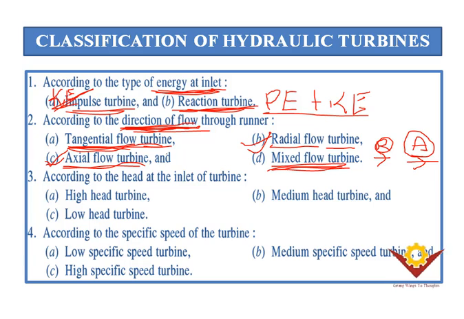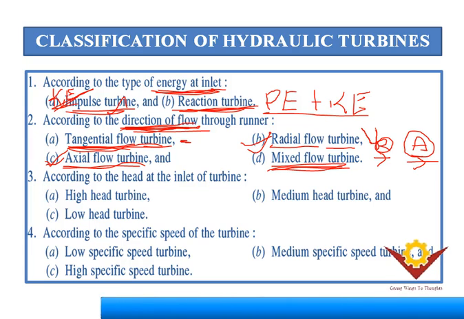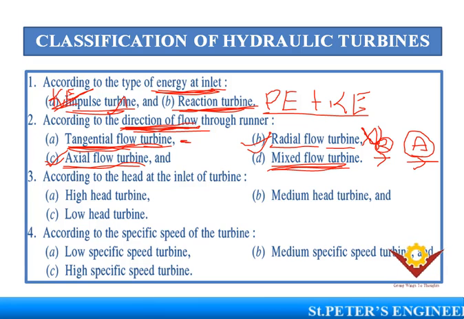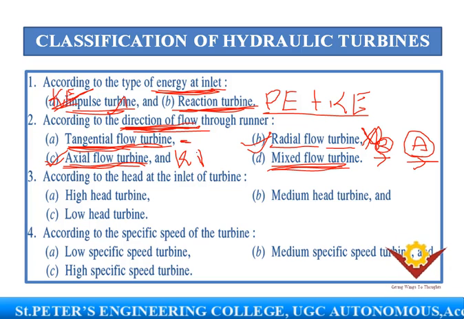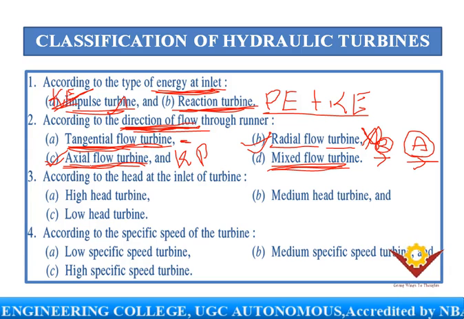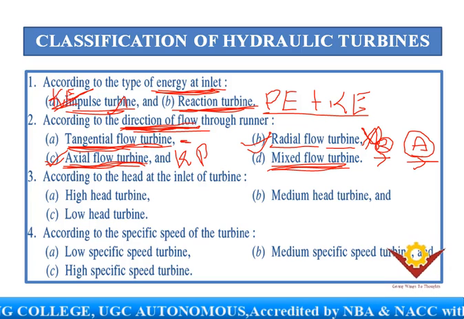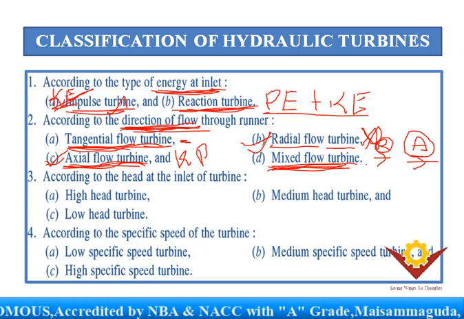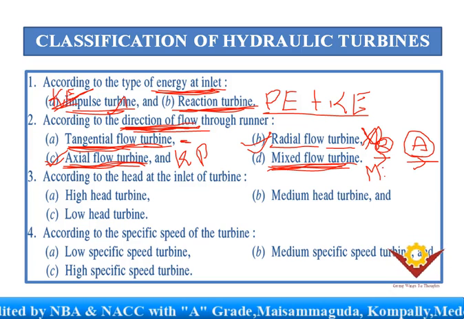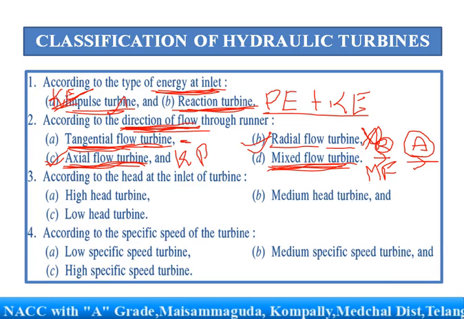Now, impulse turbine is a tangential flow turbine, and the radial flow turbine is used in old type turbines, so nowadays these are not used. Coming to the axial flow turbines, the Kaplan and the propeller are used as axial flow turbines. And the best example for the mixed flow turbine is the modern Francis. Modern Francis turbine is a mixed flow turbine.